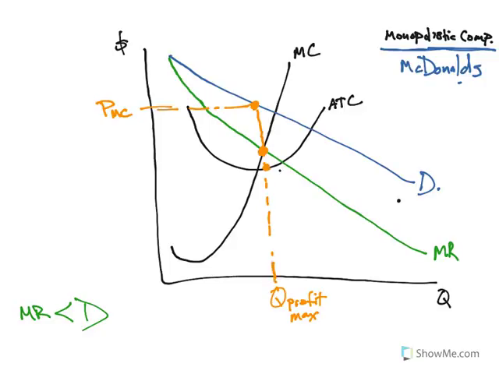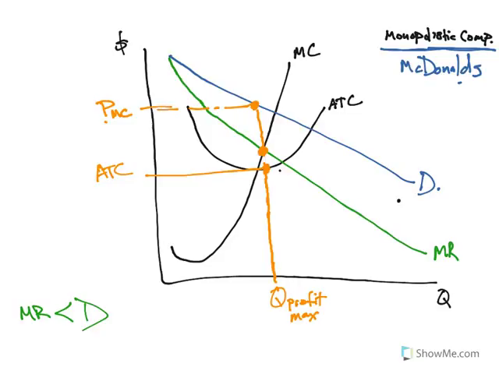Our next step is to figure out whether this firm is making a profit. So for that quantity, we go up to our average total cost curve. That's the cost per unit, the average total cost of producing that quantity. So price is higher than average total cost, so sure enough, they're making a profit.